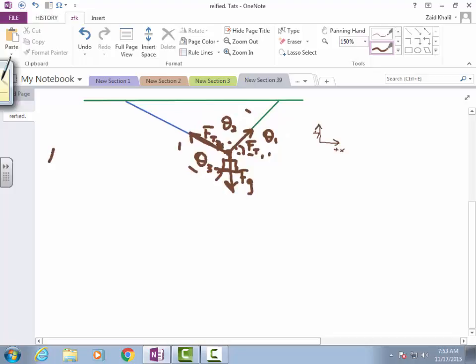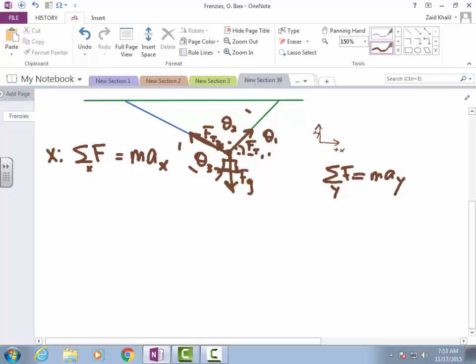So we have, in the x direction, the sum of the forces in the x direction equals the mass times the acceleration in the x direction. The sum of the forces in the y direction is equal to the mass times the acceleration in the y direction. But of course, this simplifies. Why does it simplify? What's the acceleration in the x direction? 0. What's the acceleration in the y direction? It's 0. Why is it 0? That's right. There's no accelerated motion. It's 0.